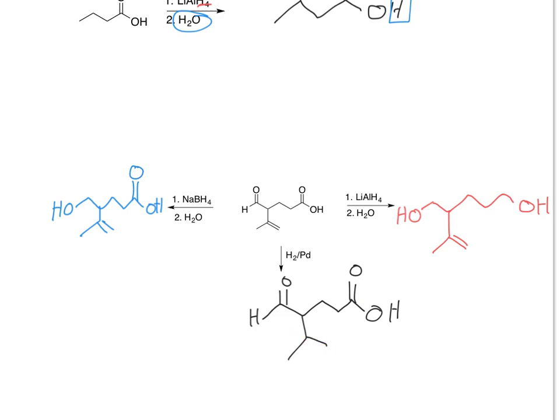So the take-home message from this is lithium aluminum hydride typically reduces any carbonyl compound. Sodium borohydride is a little bit milder, and so it works really well on ketones and aldehydes, but not carboxylic acids. And both of those leave alkenes and alkynes alone. Hydrogenation is really good for selectively reducing alkenes and alkynes, but not reacting with carbonyl compounds.